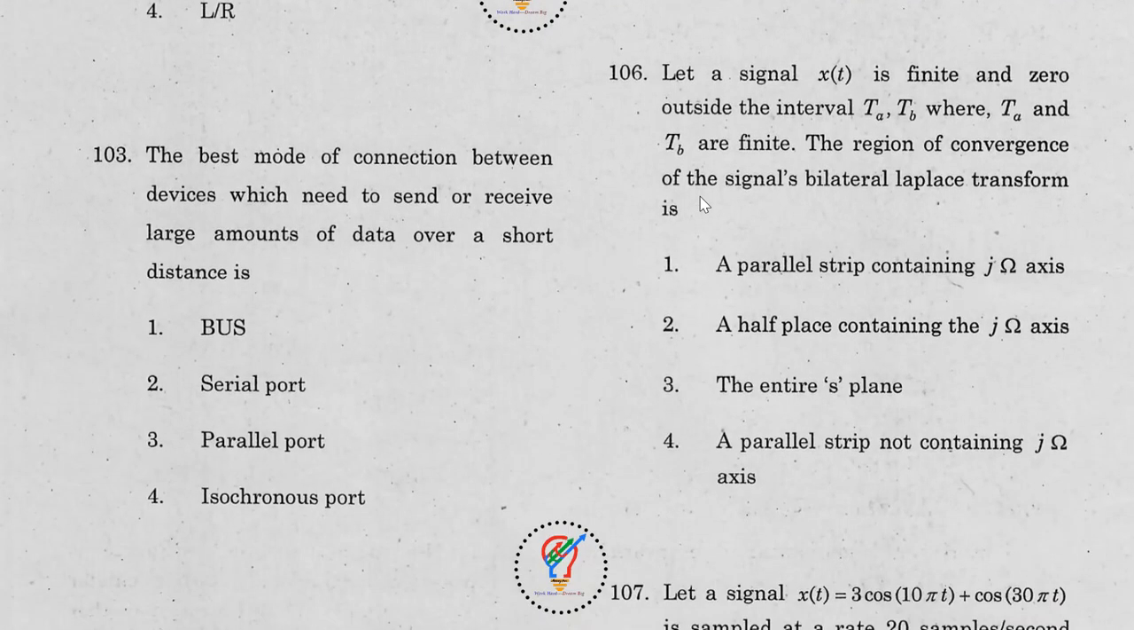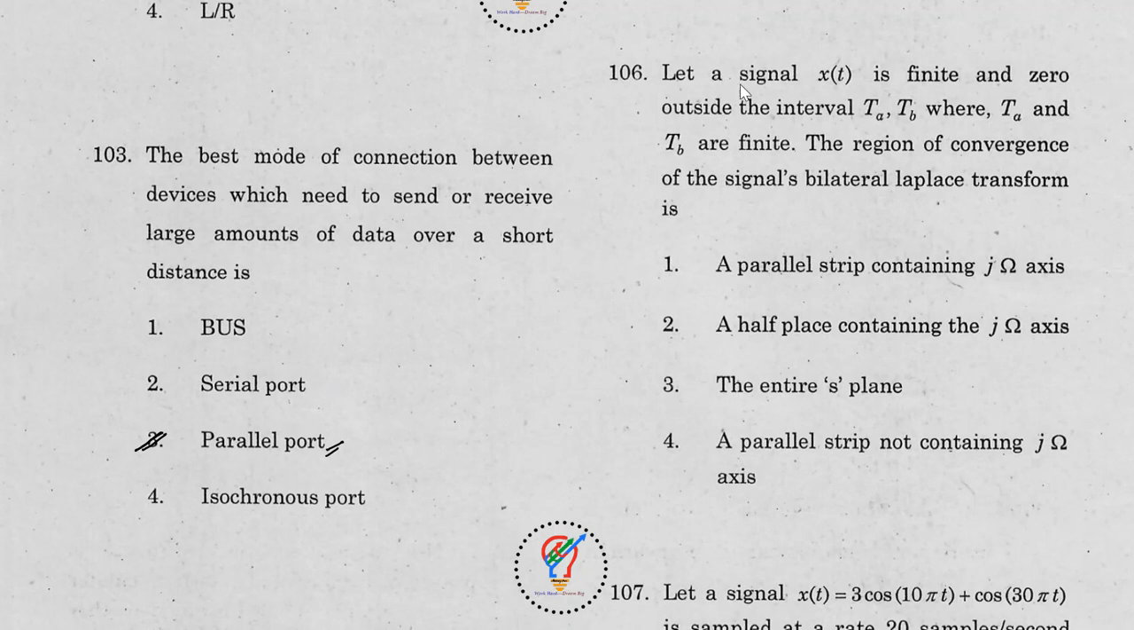Next, question number 103 we'll discuss. The best mode of connection between devices which need to send or receive a large amount of data over a short distance is, it is not serial port, it's parallel port. Parallel port is the answer. Serial port will be a slow and time-taking process.